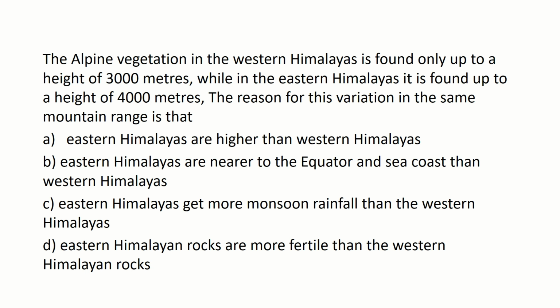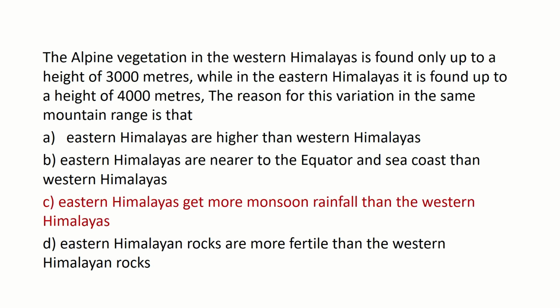What are the main factors that determine the vegetation of a place? It's the temperature and the humidity. Humidity means the amount of rainfall that the place receives. So here in option C, we can see that it is directly given that the eastern Himalayas get more monsoon rainfall. It's about humidity. So we can choose option C as the right answer. Moving to the next question.